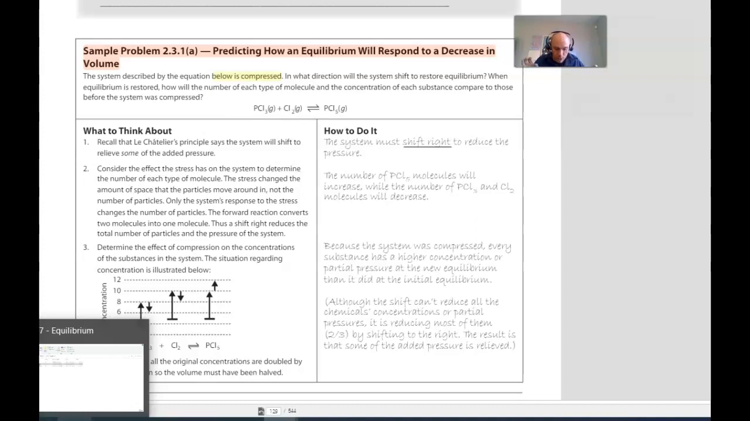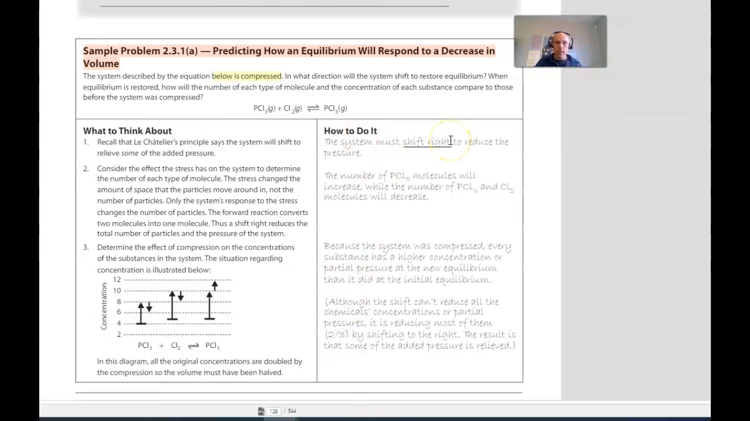By compressing it, the pressure has increased. The system responds to alleviate that and to decrease the pressure. Well, that is caused by shifting to the right. Converting 2 moles of gas molecules to 1 mole of gas molecules would decrease the pressure, would alleviate that stress. And if we see here under the solution, it says the system must shift to the right to reduce the pressure.